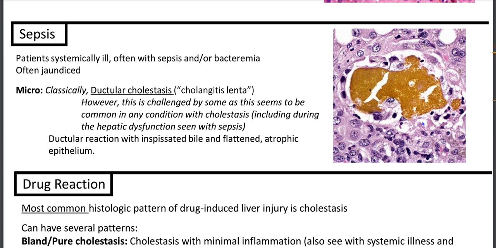Sepsis. Patients are systemically ill, often with sepsis or bacteremia, and often jaundiced. And classically, you'll have this ductular cholestasis, cholangitis lenta. However, this is challenged by some, as this seems to be common in any condition with cholestasis. You can see a ductular reaction in patients with sepsis with inspissated bile and flattened atrophic epithelium.